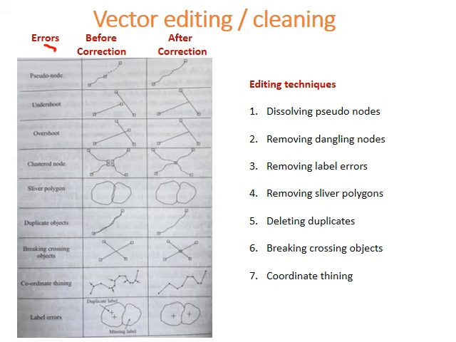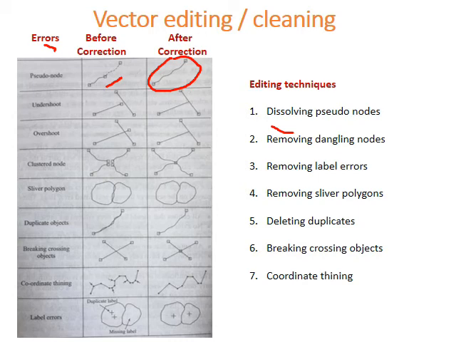These are the lines that you have drawn through digitization, and the center node is an unwanted node which can be deleted, and the process of deleting this is called dissolving pseudo nodes. Once you do that, after correction the line looks like this without the node. And undershoot and overshoot are the problem that is called dangling nodes.